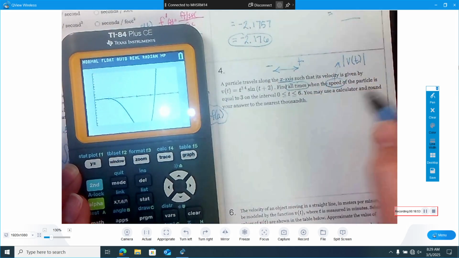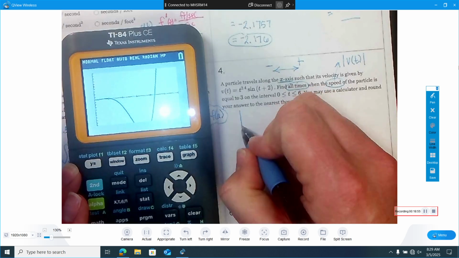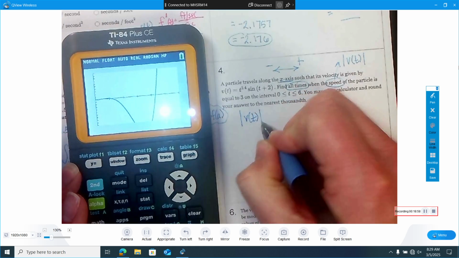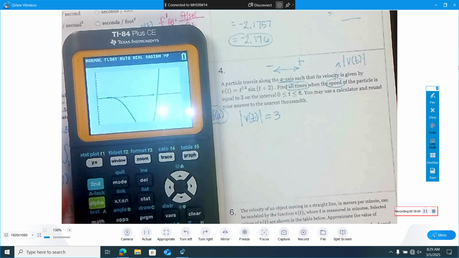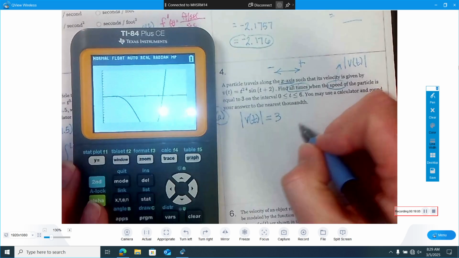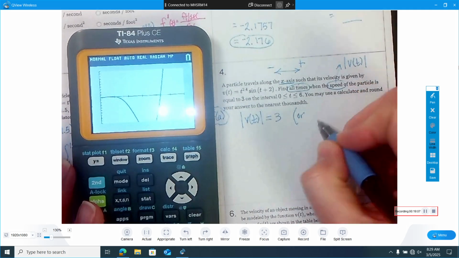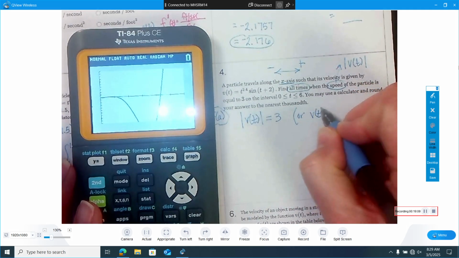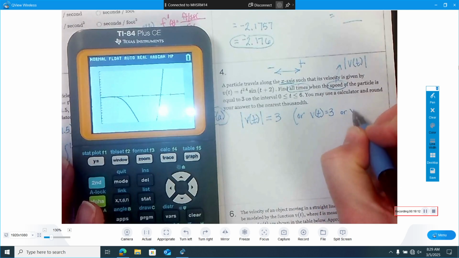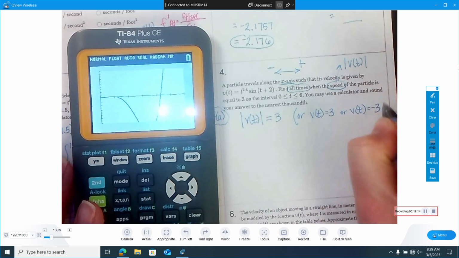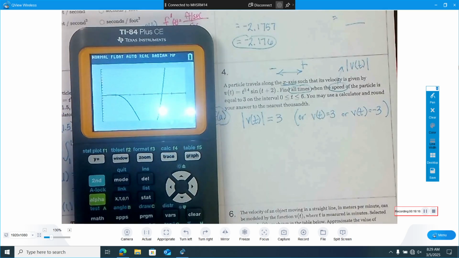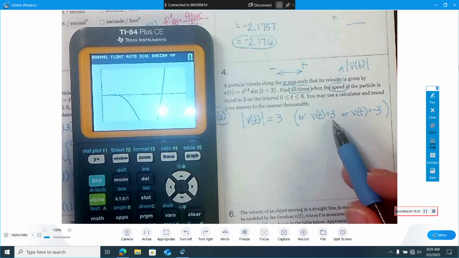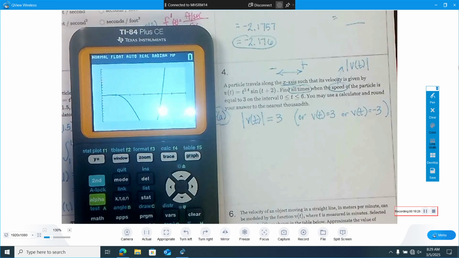We want to find all the times. If I were to write this down, I'd want to know when the absolute value of velocity equals 3. That's what we're trying to figure out. But we could also do it this way: where does v of t equal 3, or where does v of t equal negative 3? Because those would be a speed equal to 3 in either case. One just means 3 we're moving to the right, and negative 3 we're moving to the left.